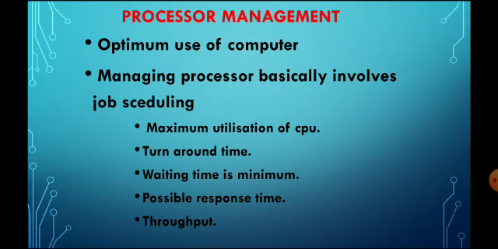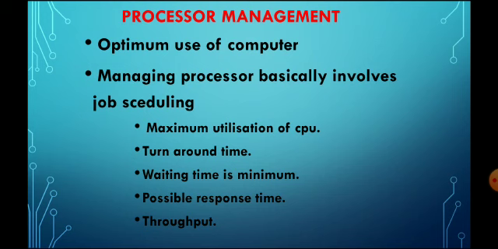Here are some of the points we have: maximum utilization of CPU, turnaround time, minimum waiting time, the best possible response time, and throughput. So what is maximum utilization of CPU? Maximum utilization of the CPU has to be ensured during job scheduling. Next, turnaround time. The time required to complete each task has to be minimum. Waiting time is minimum. A task with the highest priority should not keep waiting for a long time.